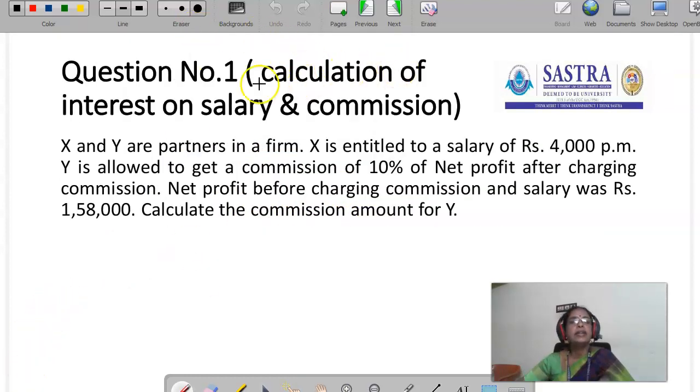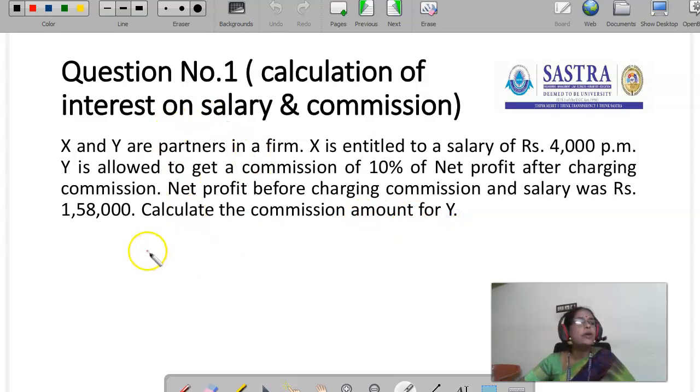Question number 1, calculation of interest or salary and commission. X and Y are partners in a firm. X is entitled to a salary of rupees 4,000 per month. Y is allowed to get a commission of 10% of net profit after charging commission. Net profit before charging commission and salary was 1,58,000. Calculate the commission amount for Y.